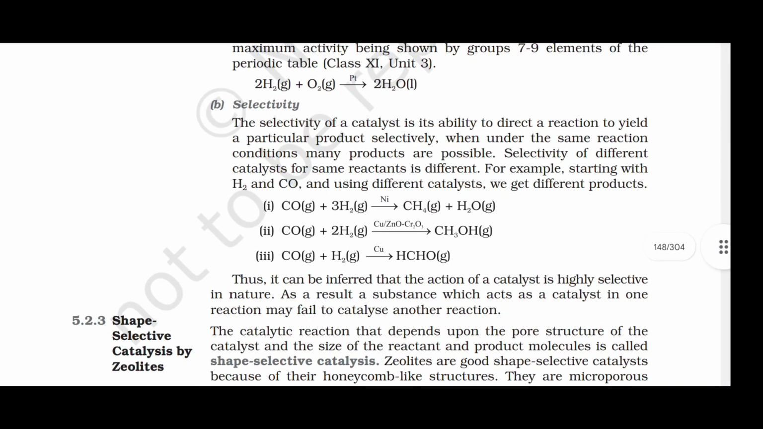See, in the first, when carbon monoxide and hydrogen is used in presence of nickel as a catalyst, the product obtained is methane gas and water. Second, again carbon monoxide and H2, that is hydrogen gas, is taken as the reactant in presence of copper, zinc oxide and chromium oxide as a catalyst. So, methyl alcohol is the product obtained. Carbon monoxide plus H2 gas, when in presence of copper, then formaldehyde is obtained.